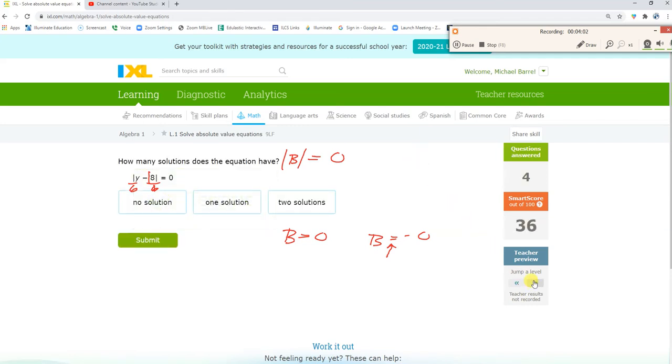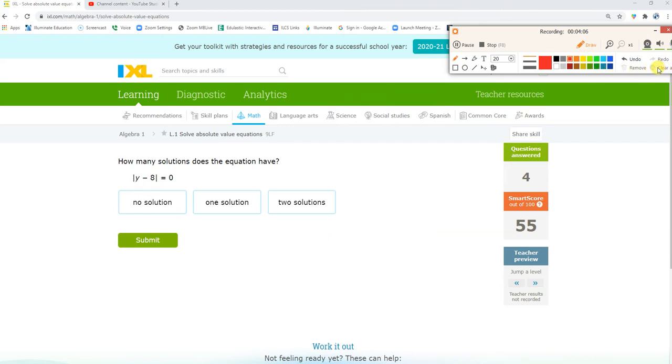Let's jump a level and see what happens. Oh, well, let's solve it. Split it. Y minus 8 equals 0. Y minus, that's a minus 8 equals negative 0. Y equals 8. Y equals 8. It looks like it has two solutions. No, it has one solution, right? 8 and 8, one solution.